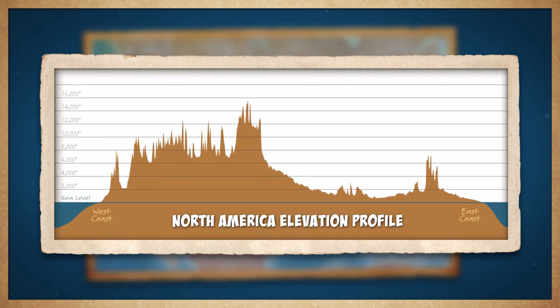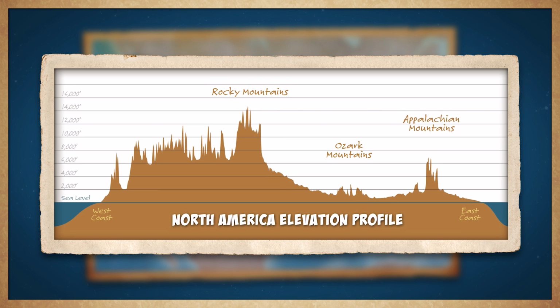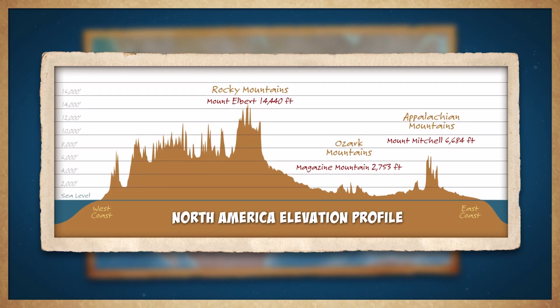The Ozarks are not as tall as the other major mountain systems. To give you an idea, the highest point in the Rocky Mountains is Mount Elbert, which reaches up to 14,440 feet above sea level. And the highest point in the Appalachian mountain chain is Mount Mitchell at 6,684 feet. The Ozark Mountains, however, only reach 2,753 feet on the top of Magazine Mountain. Height isn't the only difference, however.